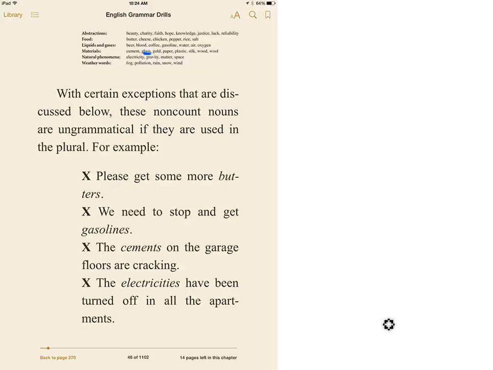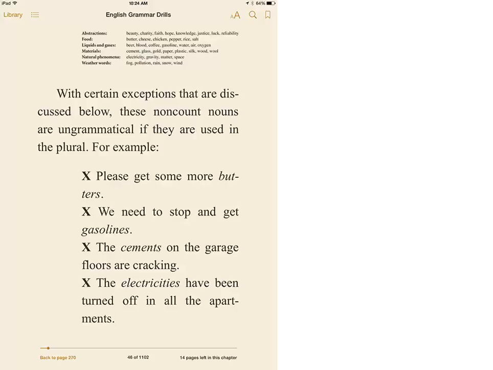It says, with certain exceptions that are discussed below, these non-count nouns are ungrammatical if they are used in the plural. For example, please get some more butters. We need to stop and get gasolines. The cements are on the garage floor. The cements on the garage floor are cracking. The electricities have been turned off. Okay, we just don't say those. Those are all non-count nouns, which means that you cannot pluralize them.